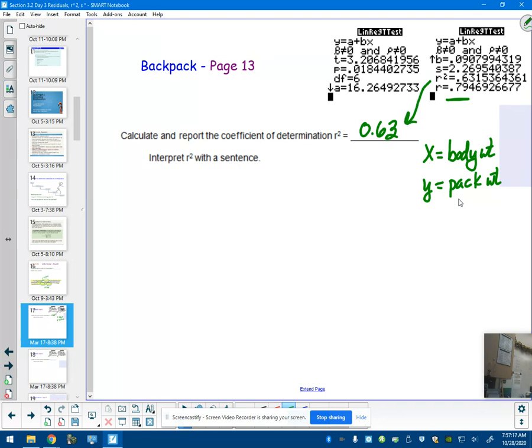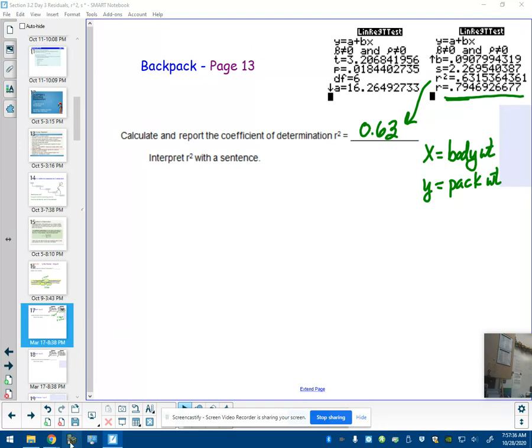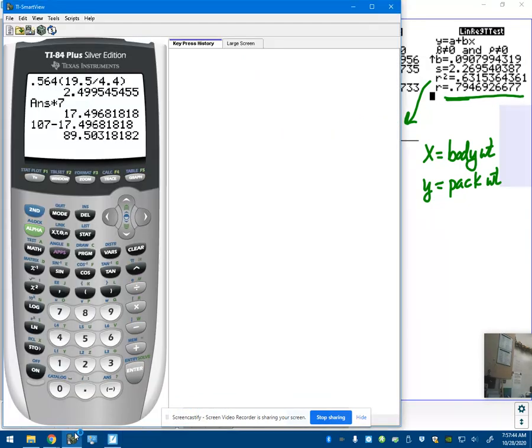But if you did need to calculate it, how would you do it? Take R and square it. So you could put this value into your calculator. You could use Norman and go grab that value. I'll show you how to do that real quick, just so you know. You guys don't have to use the calculator to do this right now.